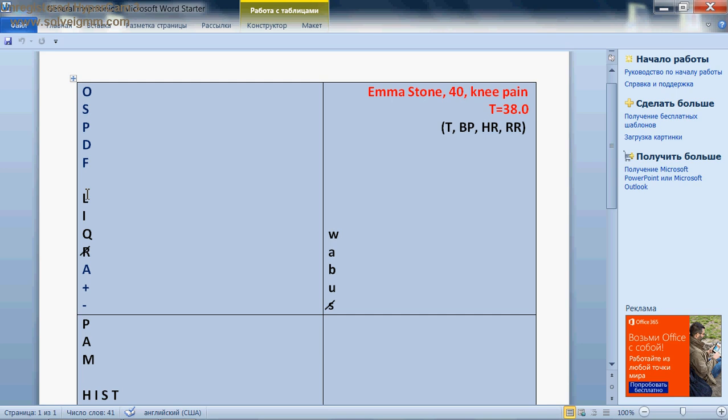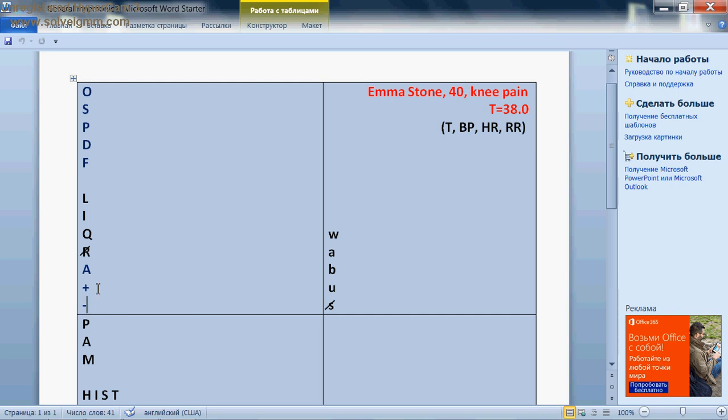So then the second part is LICRA plus minus. L is for location, I for intensity on the scale from 1 to 10, Q is for quality, R is for radiation, A associated symptoms, plus alleviating factors, and minus aggravating factors. If your patient says that he does not have radiation or any other components of this mnemonic, you just strike out, like I did here for radiation.